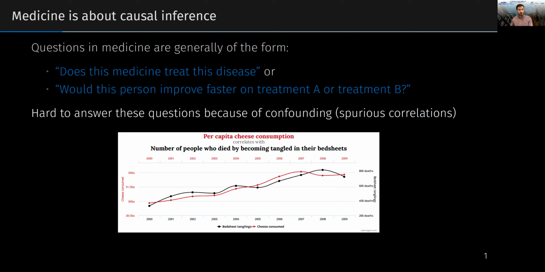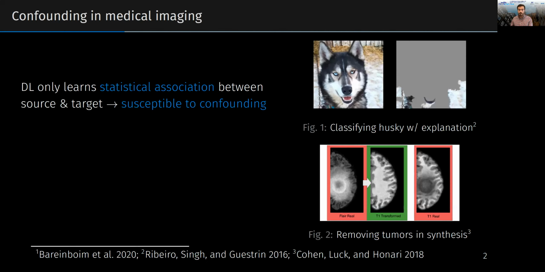Confounding can statistically associate completely unrelated factors, as shown in this example relating cheese consumption and people dying from becoming tangled in their bed sheets. Confounding is a problem in machine learning because traditional deep neural networks only learn statistical association between the source and target, which makes them susceptible to confounding. Two examples are shown on the right.